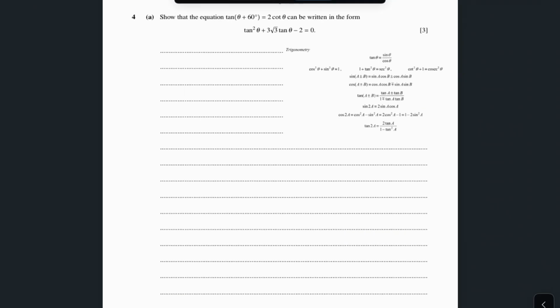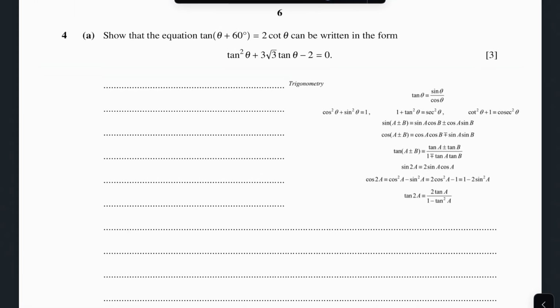Okay, moving on to question 4. We have been told to show that the equation tan(theta + 60 degrees) = 2 cot theta can be written in this form. The way we have to solve this is using trig identities, and these are the ones given in your formula sheet, which I have pasted over here. The one we need to use is this one. Let me just write it down for you over here.